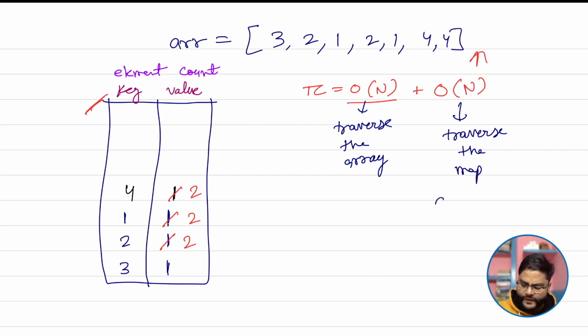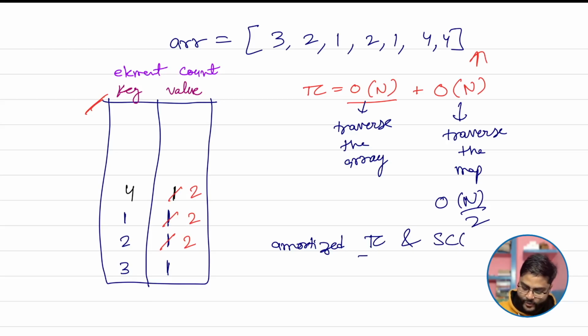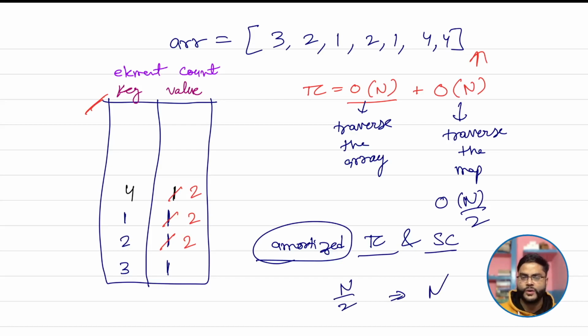It will take order of n by 2, but we are now talking about amortized time and space complexity. Usually we talk about time complexity and space complexity in amortized form. If you don't know what is amortized, just search in the Google and read any article, you will get it. What we used to do in amortized, basically, we don't consider the constant. So n by 2 is same as n, 2 into n is also same as n. So we don't consider constant in amortized time and space complexity.